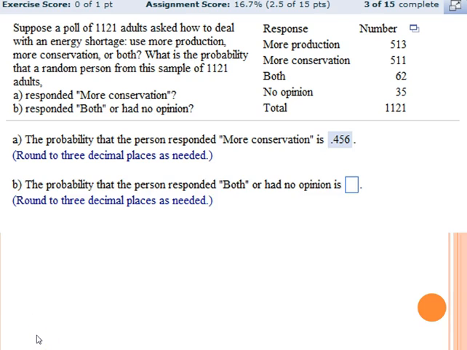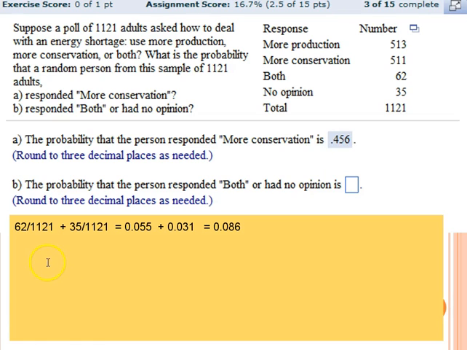The next question then focuses on the addition rule, and we can tell that it focuses on the addition rule because it has "or" in the statement. So we want to know what's the probability that this randomly selected person responded both or has no opinion. So those are two disjoint probabilities. And we know that they're disjoint because selecting both and having no opinion cannot occur at the same time. And that's the definition of disjointness.